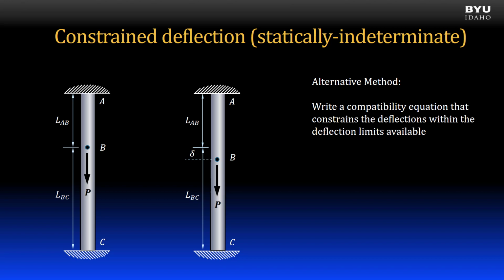For the deflections to be compatible, the increase in length of AB must equal the decrease in length of BC. We can write that in a compatibility equation like this. Then we substitute in the deflection formula, written uniquely for each of the two deflections. With the compatibility equation and the static equilibrium equation, we can solve for the unknown support reactions.